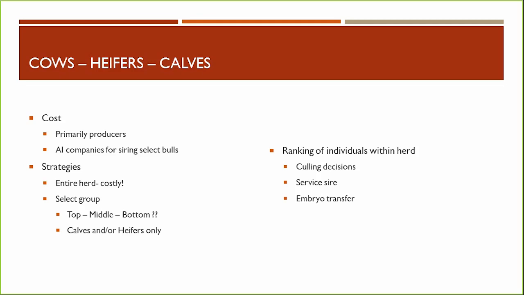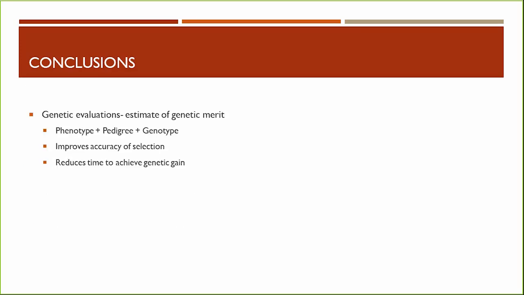To bring all of this together, one of the main points I wanted to bring back is that genetic evaluation is just an estimate of their genetic merit. Traditionally, it was phenotype and pedigree. Now we add the genotype, and it makes selection more accurate and faster. So the bottom line is you will more accurately choose the animals to show that gain in your own herd, as well as reduce the time that it takes to get there.